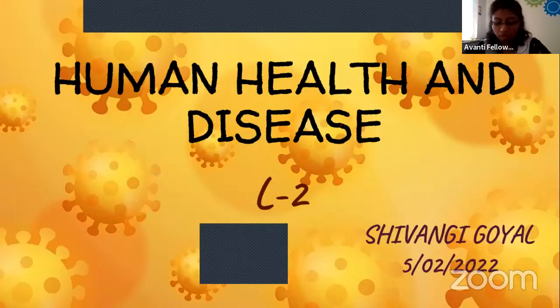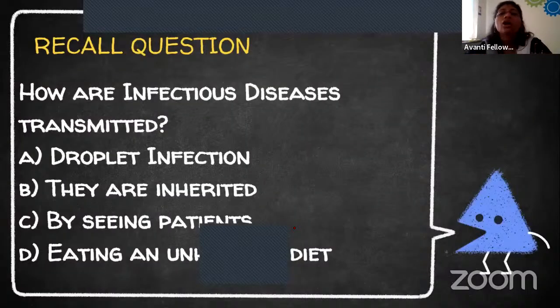In a previous class, we have already studied the different types of disease and the mode of disease, how the disease gets transmitted. So today we are going to talk about some new diseases and some new topics. But before that, we have to do a recall question so that we are able to recall whatever we have done. Okay, so your first recall question today is, how are infectious diseases transmitted? The mode of transmission of infectious disease.